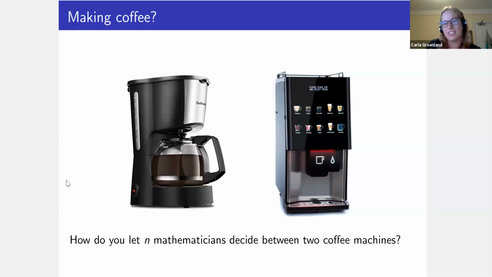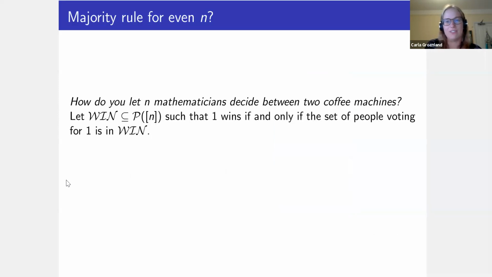If n is odd, we all know how to do this. We just do the majority rule. But for n even, it's not that clear how we're going to do this decision procedure. So let's treat this a bit more as a mathematical problem. Suppose that we look at the subsets of the integers 1 up to n. For each subset, we can record whether the first alternative will win or not. So suppose that these are our winning coalitions: whenever such a subset votes for 1, 1 will actually win.